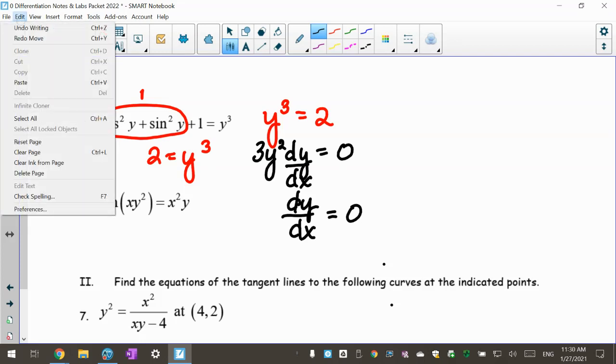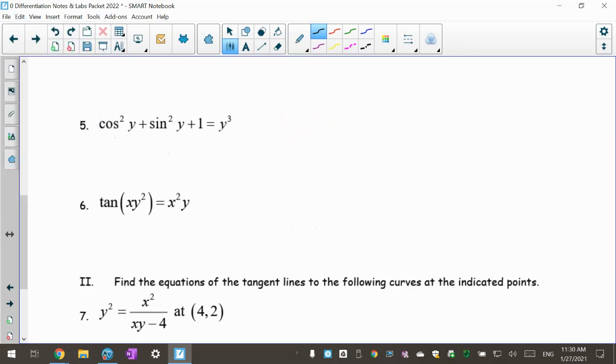Let's do 6. So let me clear the ink from this page. We're going to do 6. I'm going to kind of come up here a little bit. This is why this needs to be done in your spiral notebook, because you really don't have room. So I have the tangent of xy squared equals x squared y.